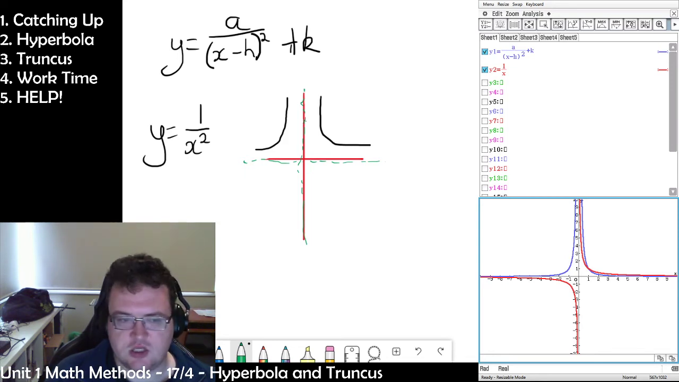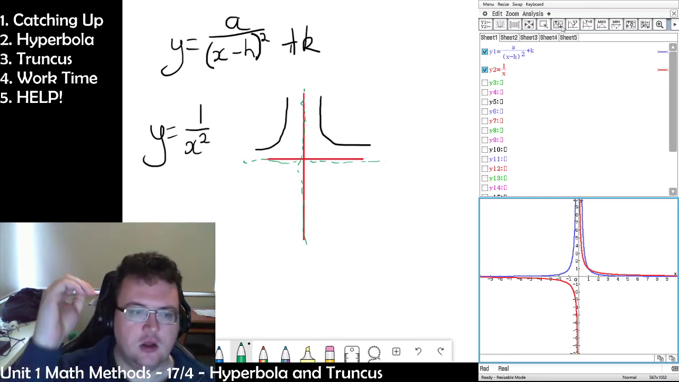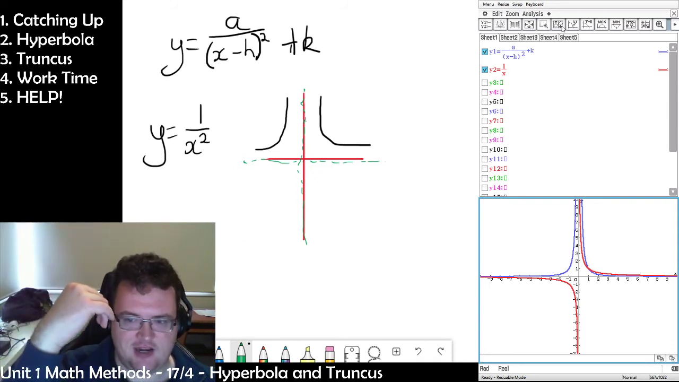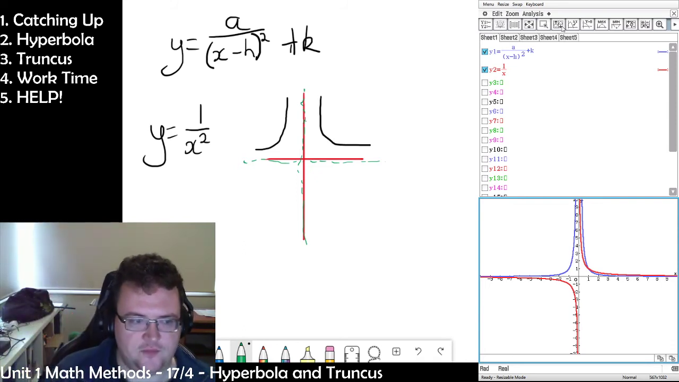So if you were thinking about this graph in terms of domain and range, the range would be from 0, but not including 0, all the way up to positive infinity. It would never ever have a negative y value. All right. So we'll talk about domain and range next week sometime.